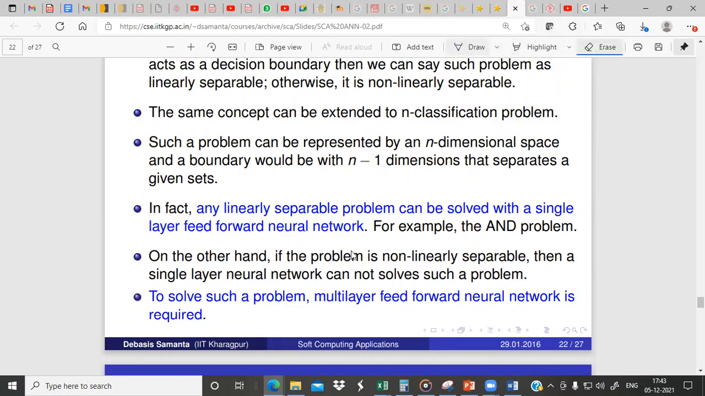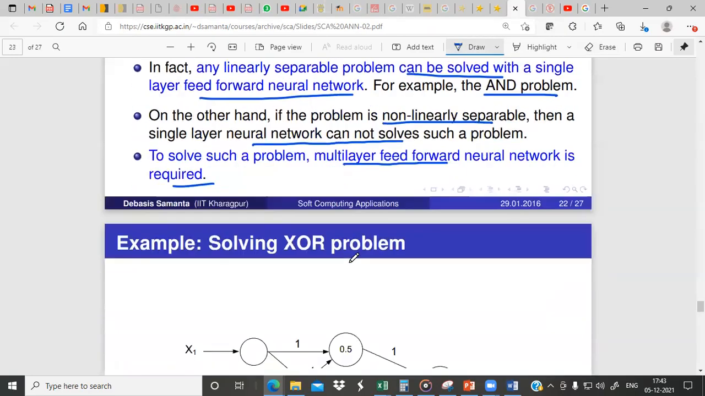Any linearly separable problem can be solved with a single layer feed-forward neural network. For example, the AND problem is a linearly separable problem. On the other hand, if the problem is non-linearly separable, then a single layer neural network cannot solve such a problem. To solve such a problem, we need a multi-layer feed-forward neural network.